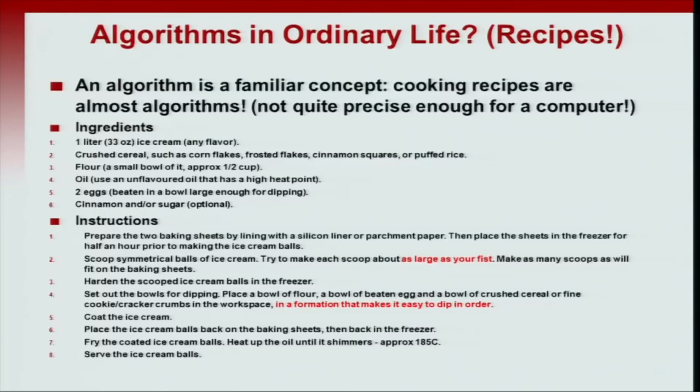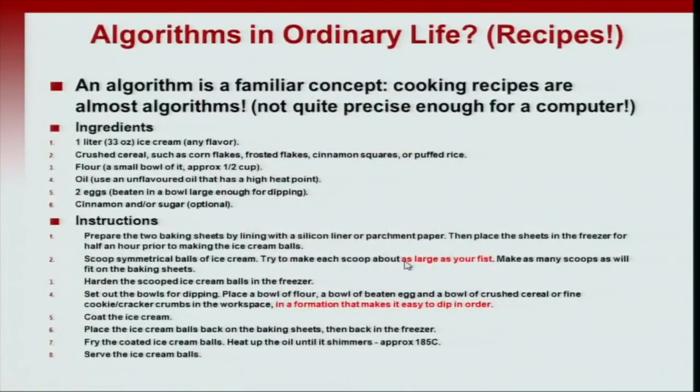Even so, you will see that certain recipes are fairly vague and other recipes are fairly detailed, and in any recipe you can see certain things which are vague and will cause confusion to most people. For example, here is a term which says, try to make each scoop about as large as your fist. Now, that of course is a vague term, because my fist could be a different size than yours.